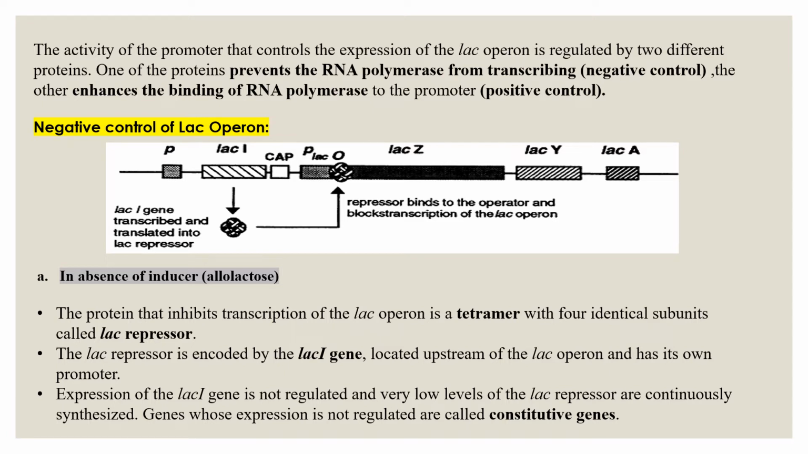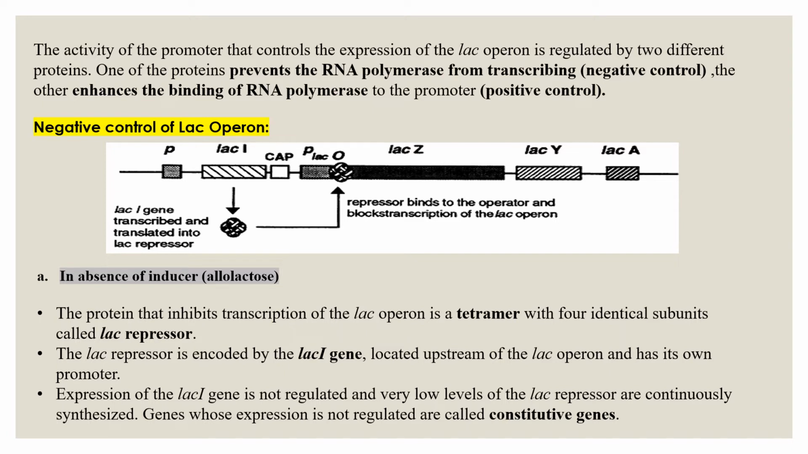One of the proteins prevents the RNA polymerase from transcribing, which is called the negative control. The other enhances the binding of the RNA polymerase to the promoter, which is called the positive control. The negative control of the LAC operon occurs in the presence or absence of the inducer, allolactose. First is the absence of the inducer, allolactose.